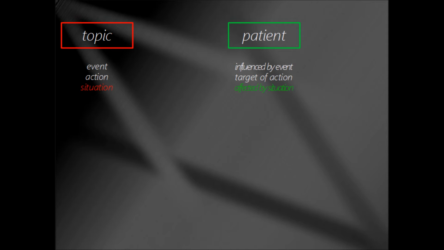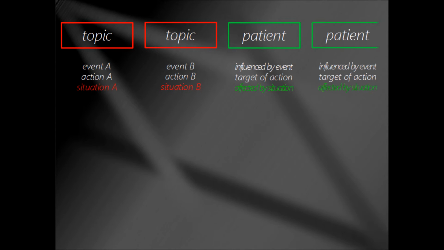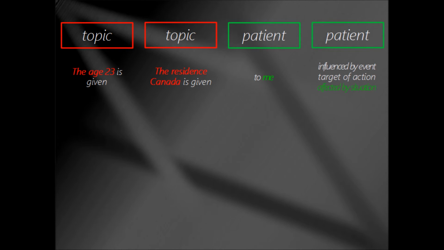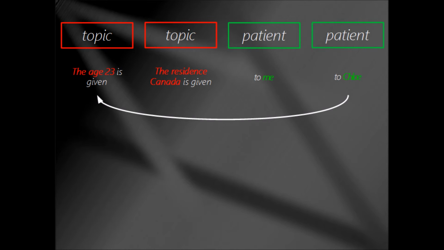Yes, they can. If this happens, like for instance with two topics and two patients, then not only will the first patient refer to both topic A and topic B, but also patient B will refer to both topic A and topic B. For example, if topic A is the age 23 and the topic B the residence Canada, and if patient A is me and patient B a girl named Chloe, then we're saying that I am 23 years old, I am from Canada, Chloe is 23 years old, and Chloe is also from Canada.